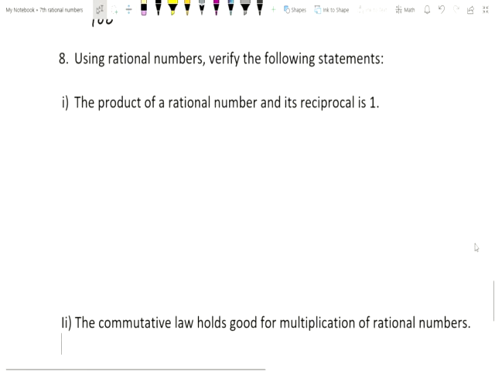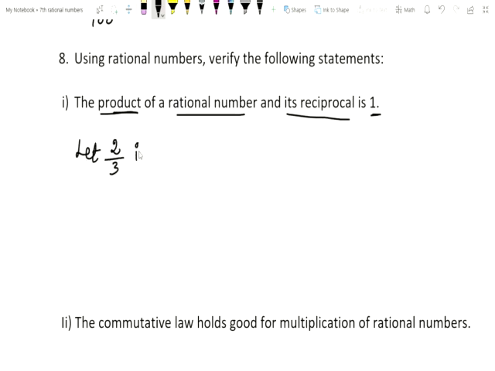So the eighth one: using rational numbers, verify the following statements. The product of a rational number and its reciprocal is 1. So let's take any rational number. Okay. So let 2 by 3 be a rational number. I am taking this.